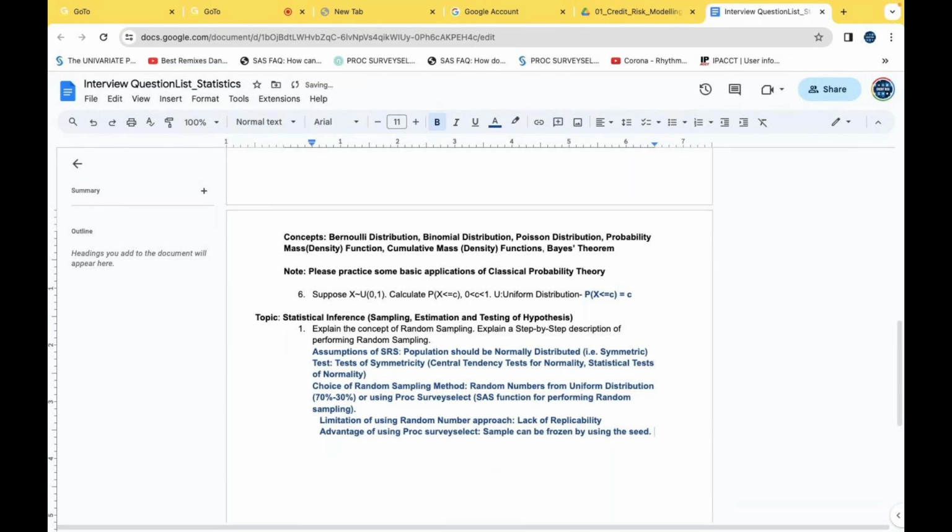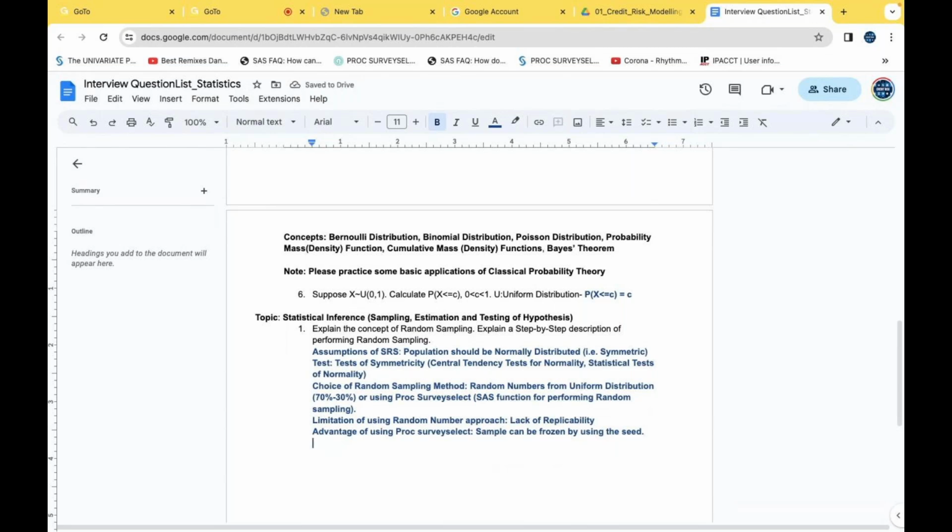So every time, if I'm developing the model and it is going to the validator, and the validator runs the code, the sample will match exactly one to one. So that is one of the challenges with the RANUNI function, using a random number approach. Both of the two approaches are there, but that's the reason why we choose the PROC SURVEYSELECT approach in SAS.